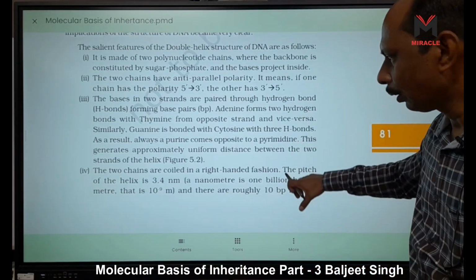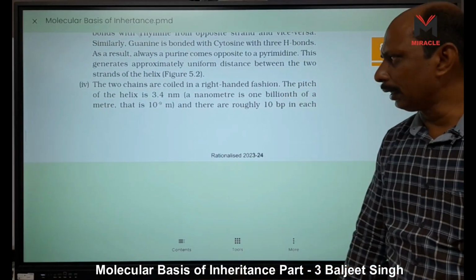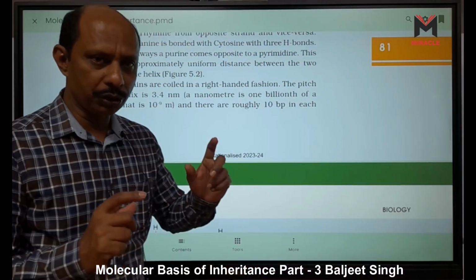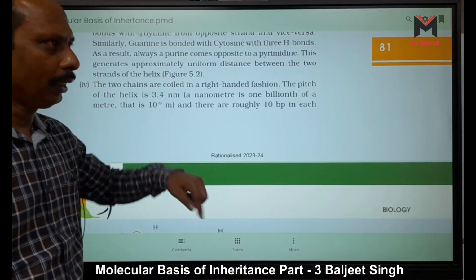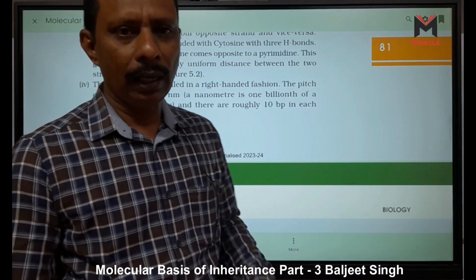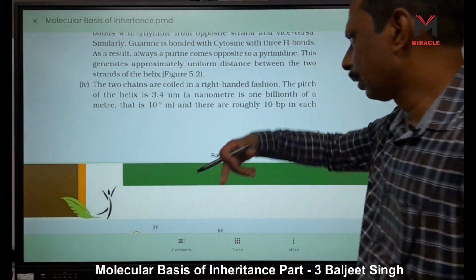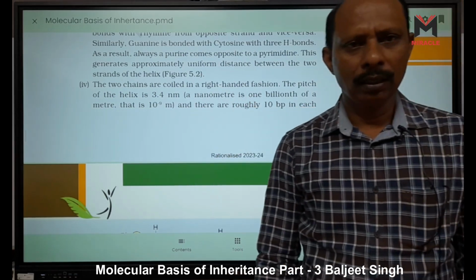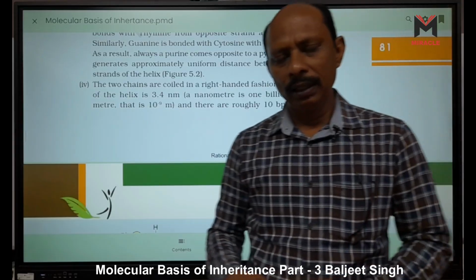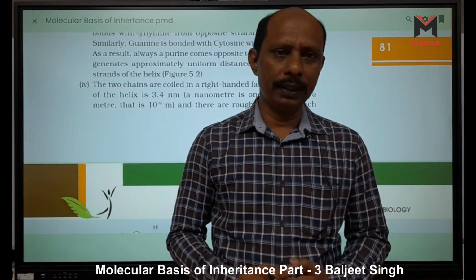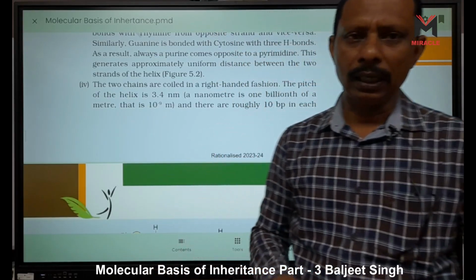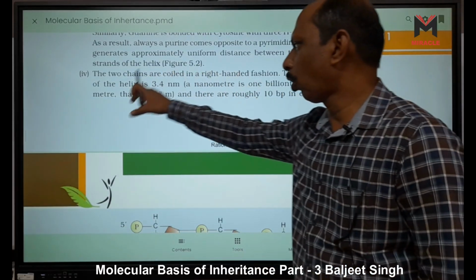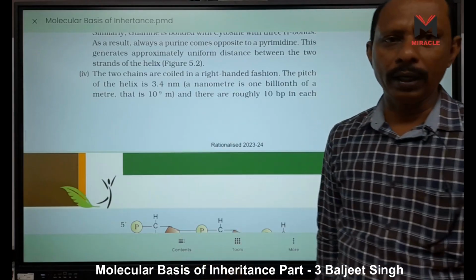Now, fourth, the two chains are coiled in a right-handed fashion, right? What do you mean by right-handed fashion? Is it anticlockwise or clockwise? Right-handed fashion means clockwise. The pitch of the helix is 3.4 nanometer.